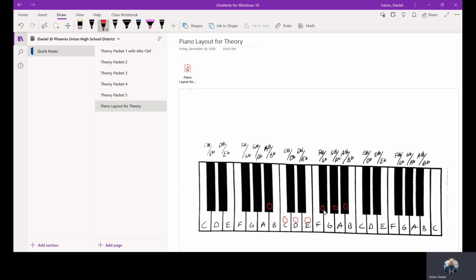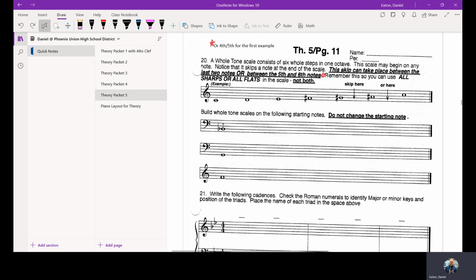And again, that skip is happening between the fourth and the fifth just to make it work for this example. It's rare when this happens, but it happens to happen for this one. Okay, I just built it. There's my C. Here's my D, my E natural. I need to skip and go to G flat here.